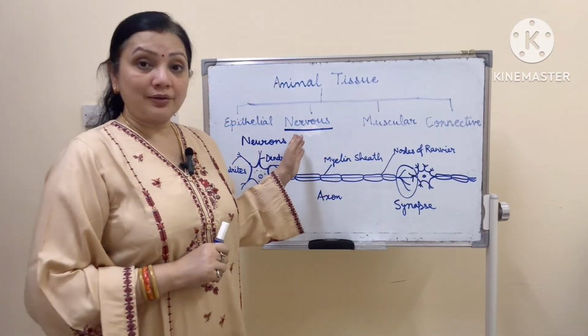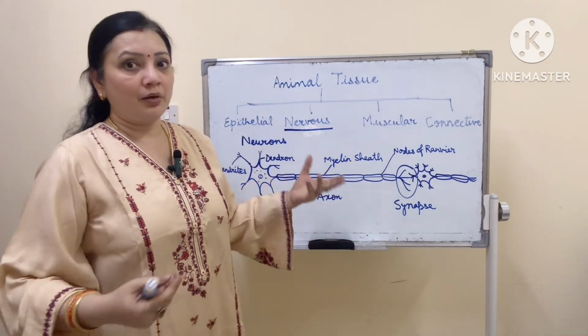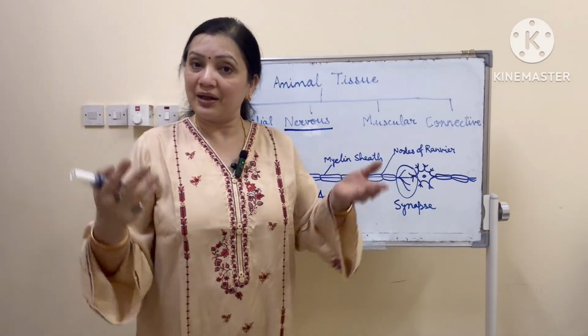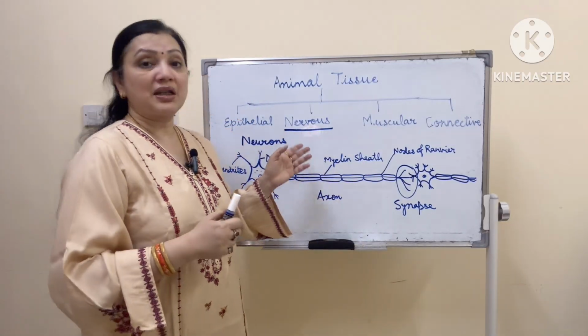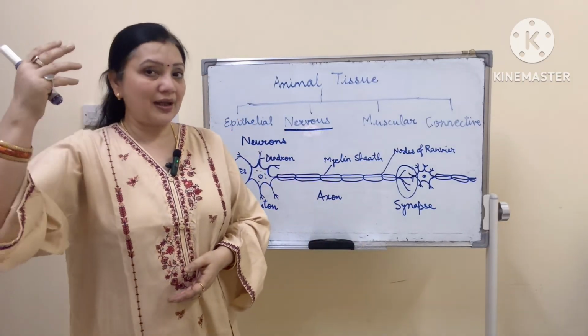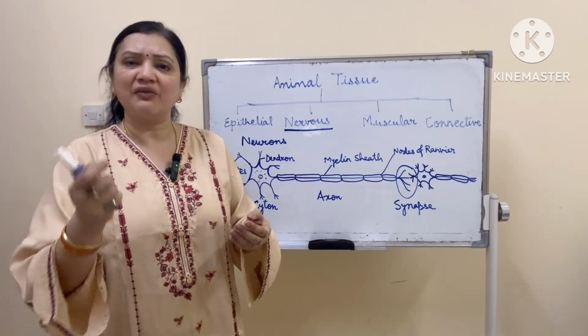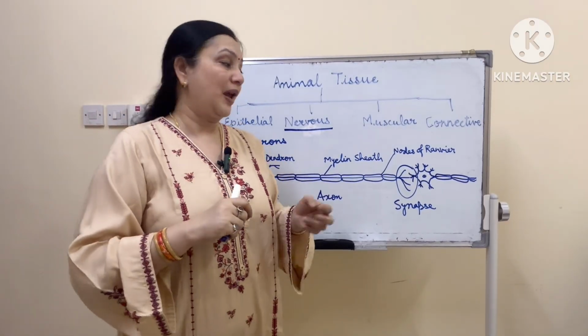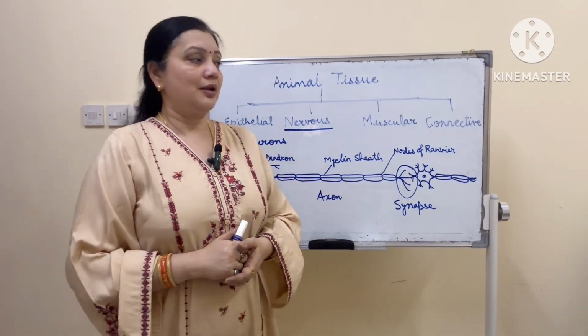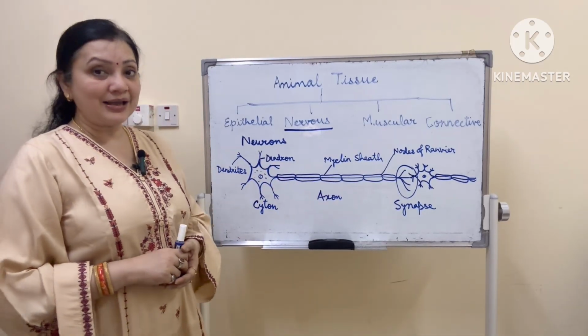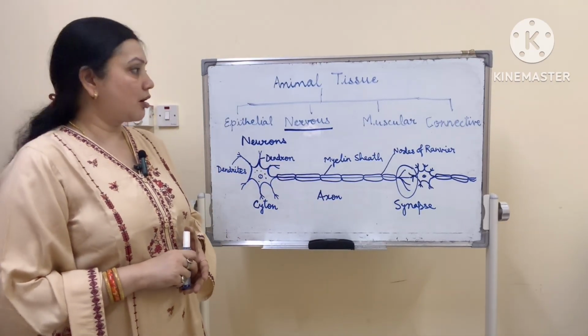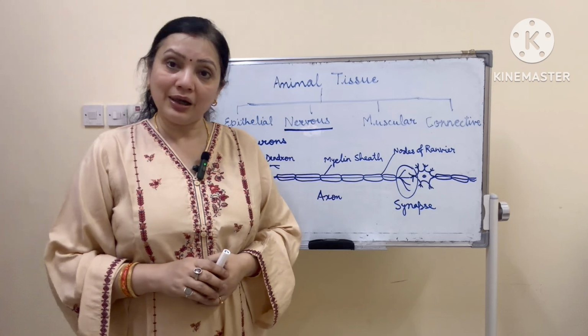I hope you have understood nervous tissue. The main control center of our body is the brain and the brain is made up of nervous tissue. Brain, spinal cord, all the nerves, even if a pin pricks, we feel pain because of these nerves. So they are made up of special cells which are called neurons. Now let us move to the next animal tissue.